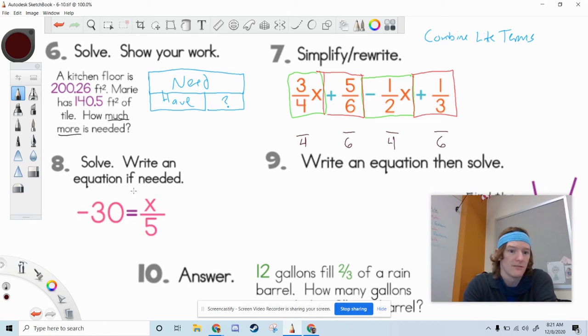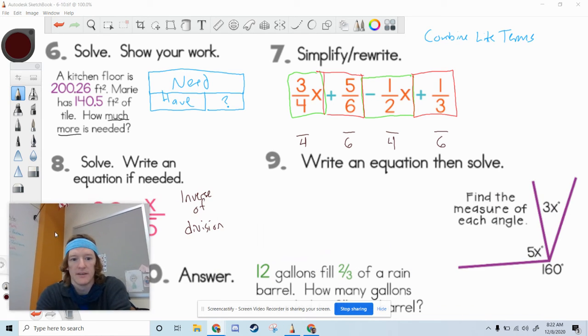Number 8, solve, write an equation if needed. This is another one, like number 7, we started last week. This is a division problem, so you need to do the inverse of division. You need to do the opposite of divide by 5 to both sides.